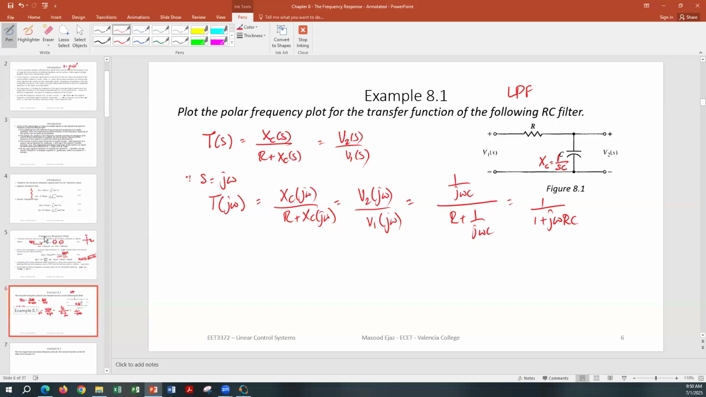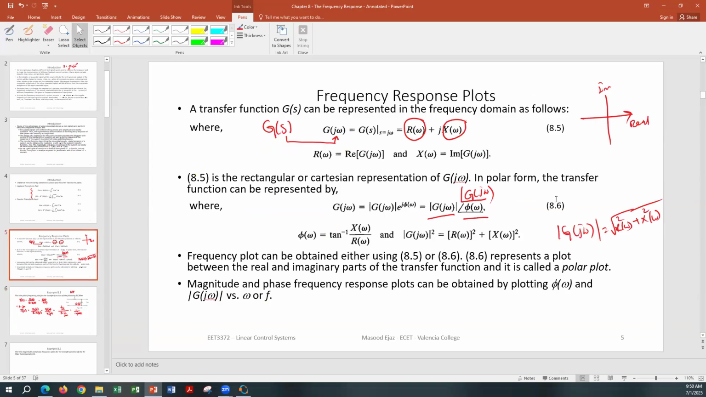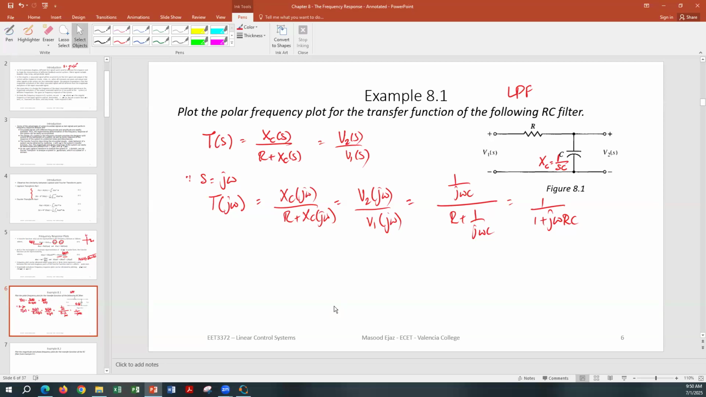Okay, now remember polar frequency plot. If we go back, polar frequency plot is between real and imaginary parts of the transfer function. That's the polar frequency plot. So we're going to write T of j omega in terms of the real and imaginary. So I have 1 over 1 plus j omega RC. What operation should I perform such that I can write this in terms of real part and the imaginary part?